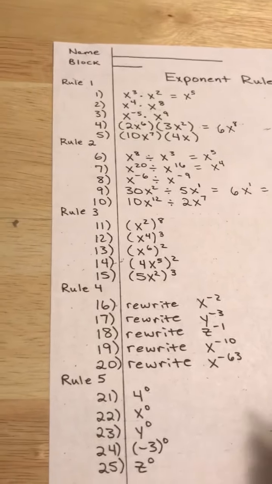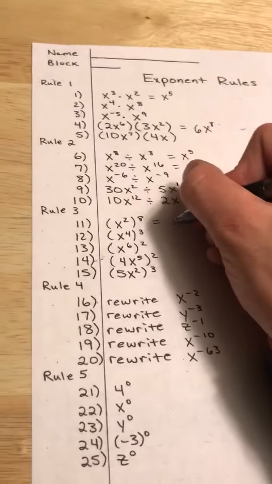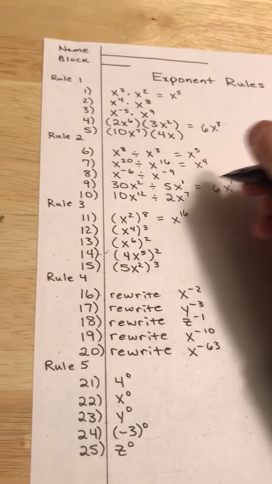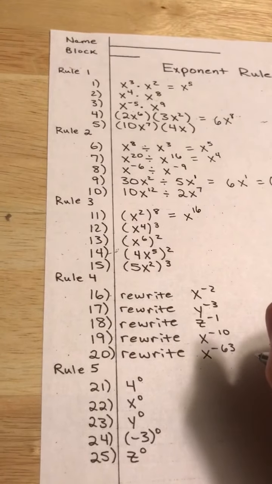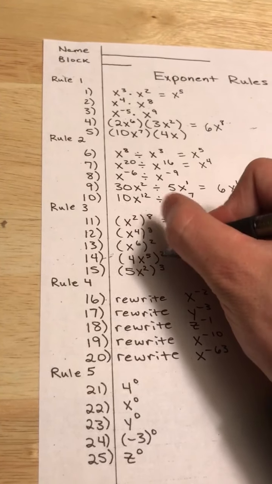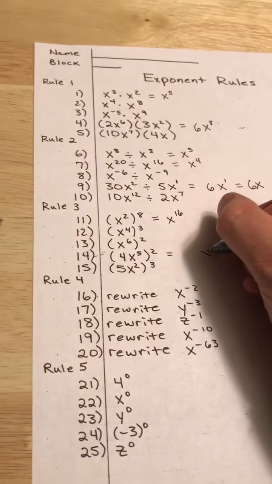For rule 3, remember, this is the power rule. That means we are multiplying the numbers together. So 2 times 8, that's going to give me 16. Let's look at 14. Down here, we got x to the 5th. We have 2 on the outside, so we're going to do 5 times 2. That's going to give me 10.